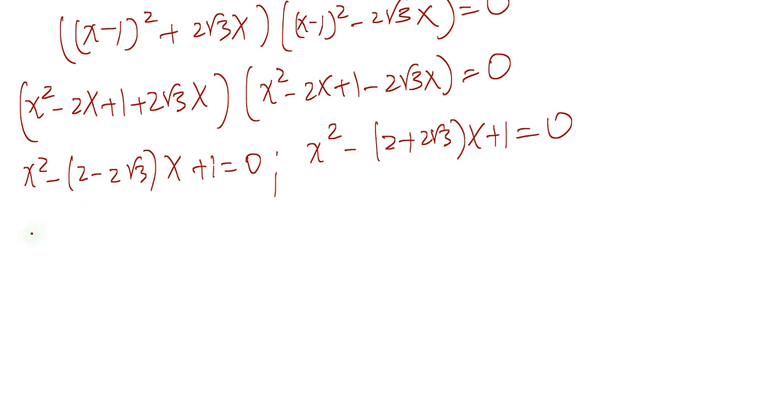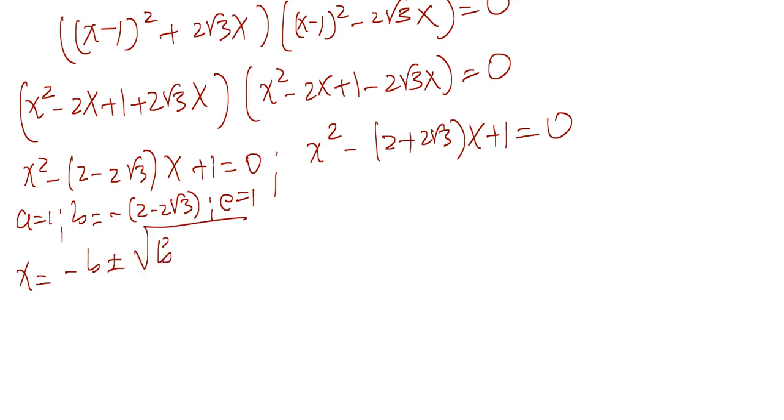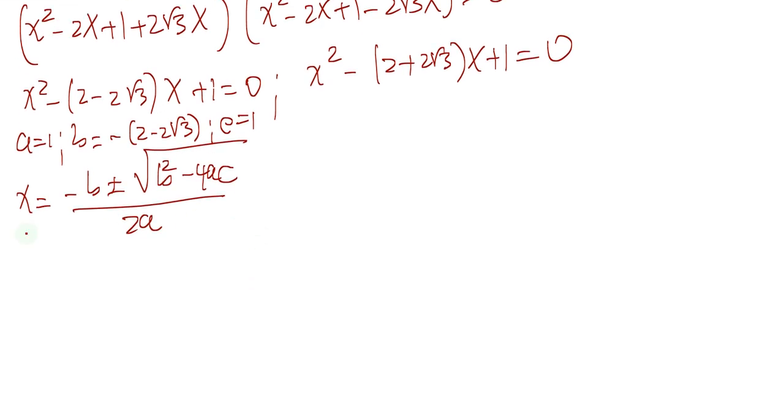So the first one here, let's solve this. We have a equals 1, b equals negative 2 minus 2 square root of 3, and our c is 1. So x is equal to negative b plus or minus the square root of b squared minus 4ac, divided by 2a. We're just practicing basic stuff here. So now we have minus b, this is all negative, already negative, so we have 2 plus 2 square root of 3.